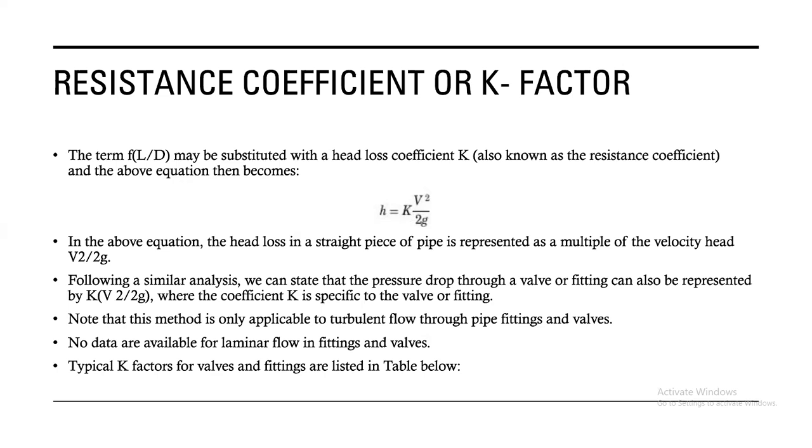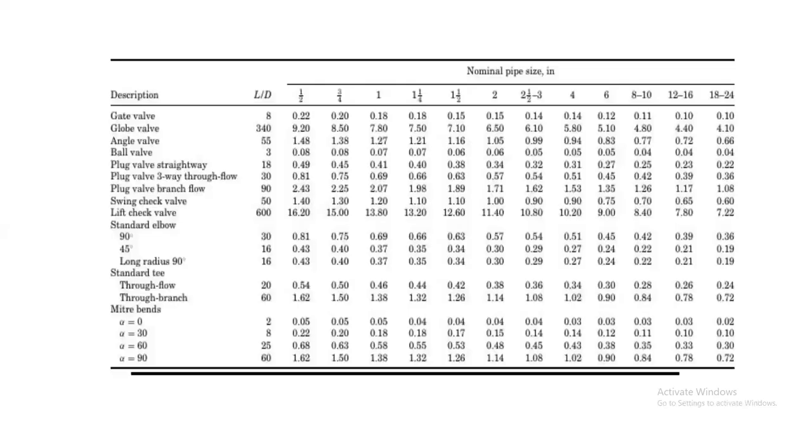Note that this method is only applicable to turbulent flow through pipe fittings and valves. No data available for laminar flow in fittings and valves. Typical K factors for valves and fittings are listed in the table below. So this is the table of our different valves here. For the gate valve, if it's a 2-inch, the K factor will just come here, 0.15. If it's a standard elbow, which is 90 degrees, and it's 1 inch, the value is 0.69, and so forth.